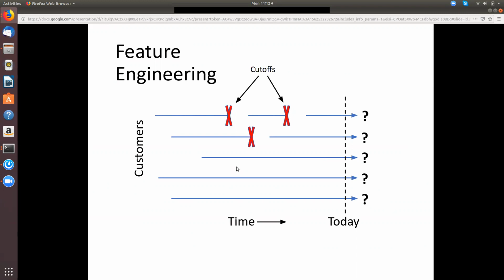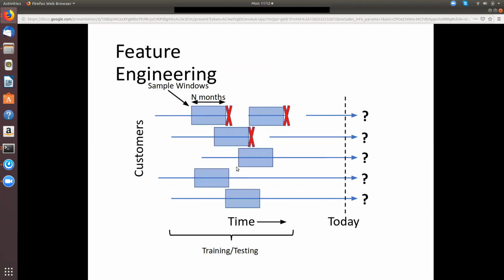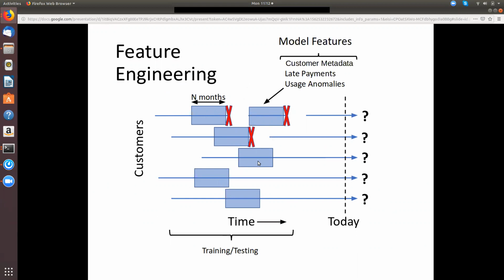For this, I went to the customer histories, some of which contain cutoffs, and I clipped out sample windows n months long. For those customers with cutoffs, these windows were placed immediately before the cutoffs. For other customers, I placed the windows randomly. Within these windows, I computed the fraction of late payments and a variety of statistical metrics to capture anomalies of usage. That, combined with customer metadata, became model features. The model then can be applied to make a prediction using the last n months of history.